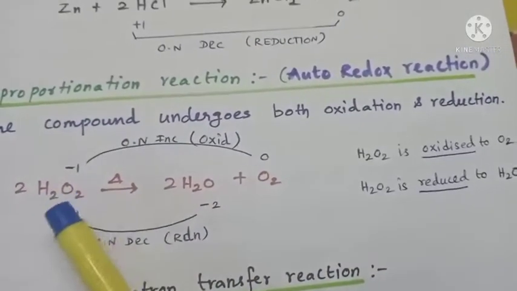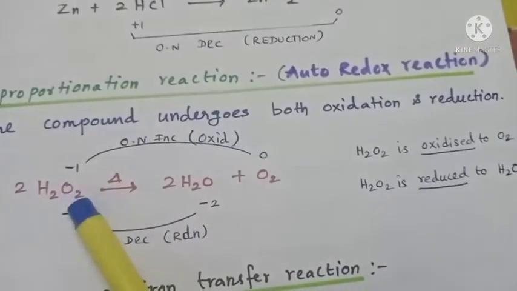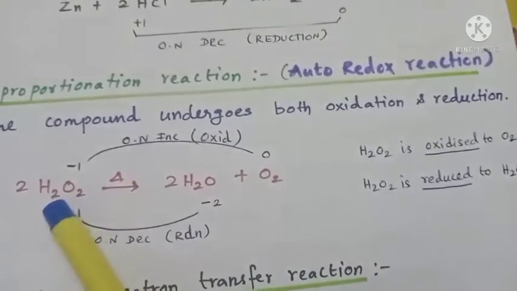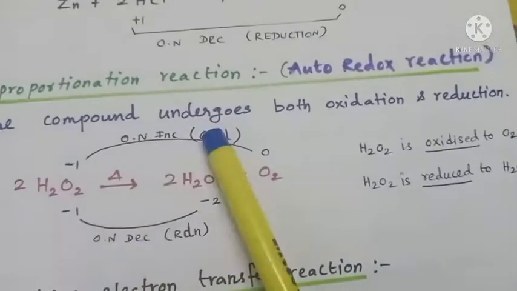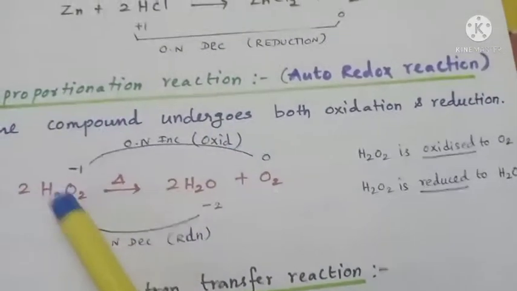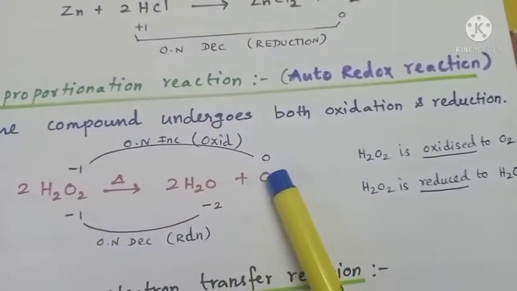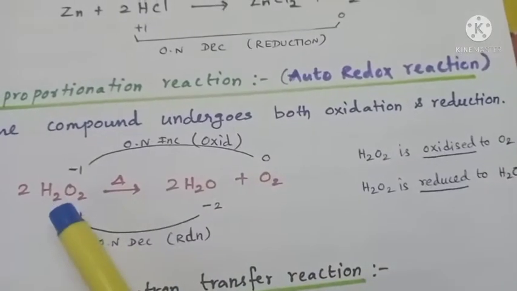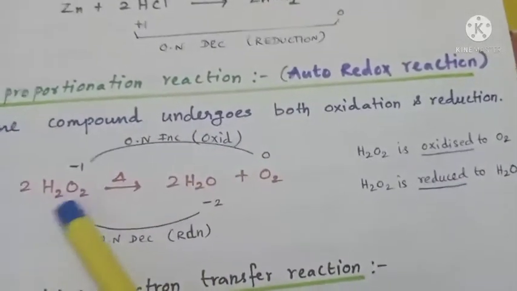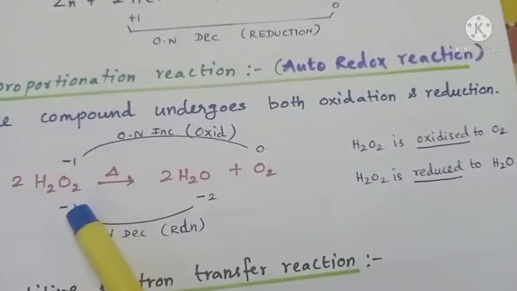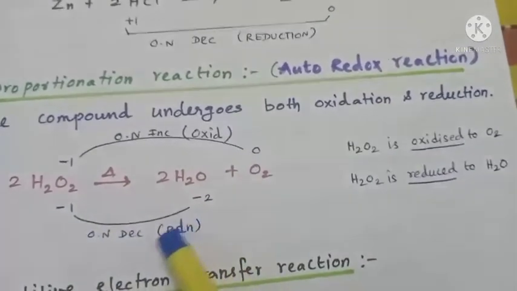For example, if you want to get oxygen from hydrogen peroxide, what you are supposed to do? You have to remove hydrogen. Removal of hydrogen is oxidation. Conversion of hydrogen peroxide into oxygen is nothing but oxidation. If you want to get H2O from H2O2, you are supposed to remove one oxygen, isn't it? Removal of oxygen is nothing but reduction.